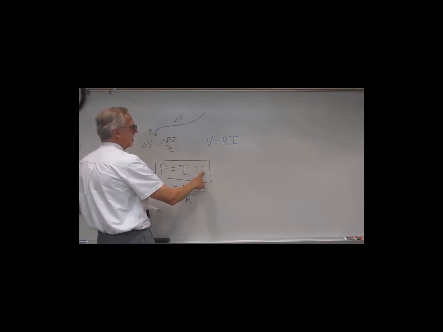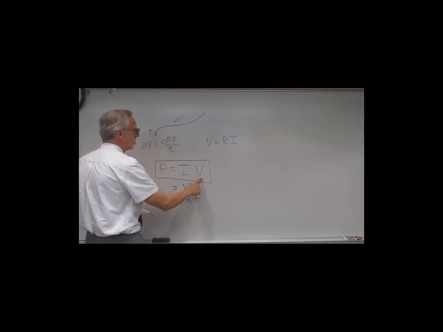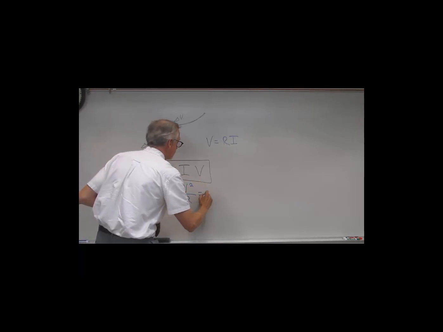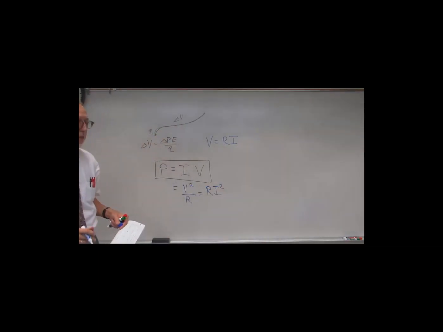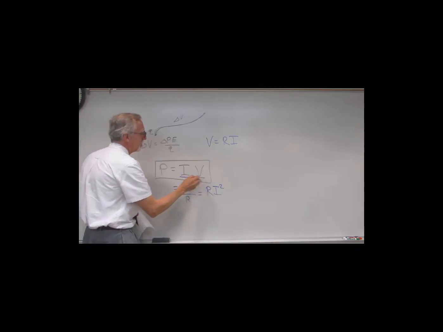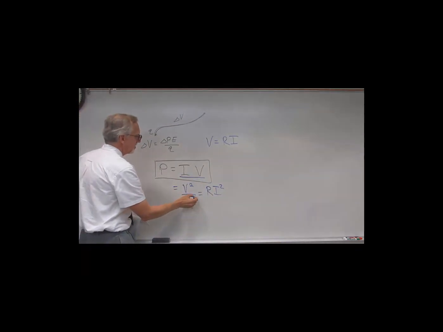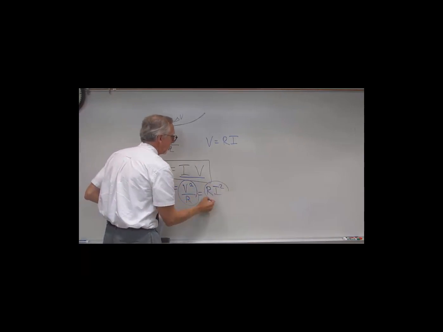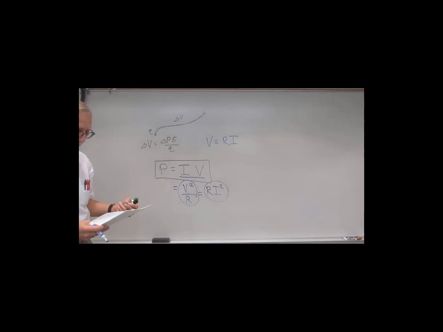We could also write this with V equal to Ri, so I times Ri, we could also write this as Ri squared, or I squared R. So the power used in a circuit is I times V, but if it's a resistor circuit in particular, we could write it as V squared over R, or I squared R, either of those ways also.